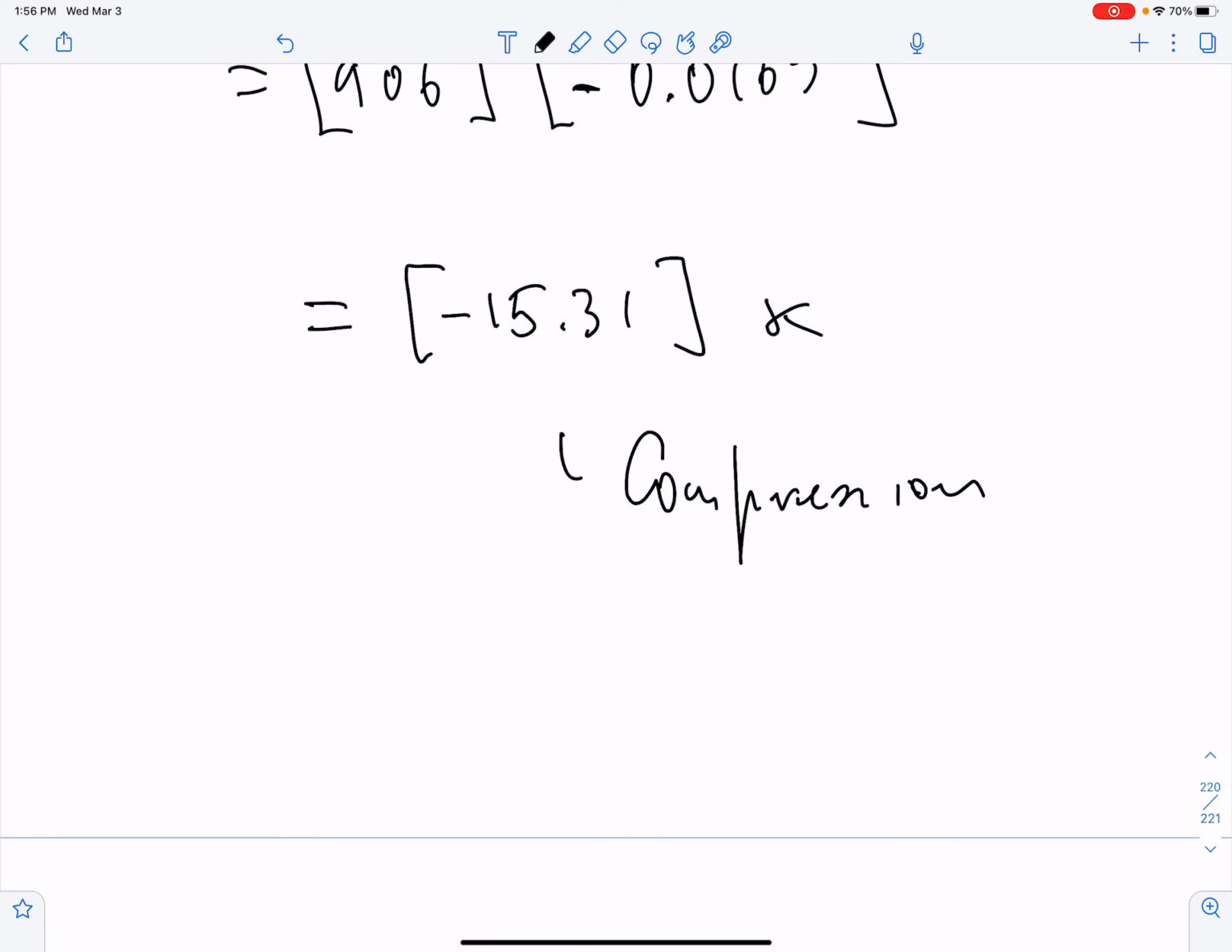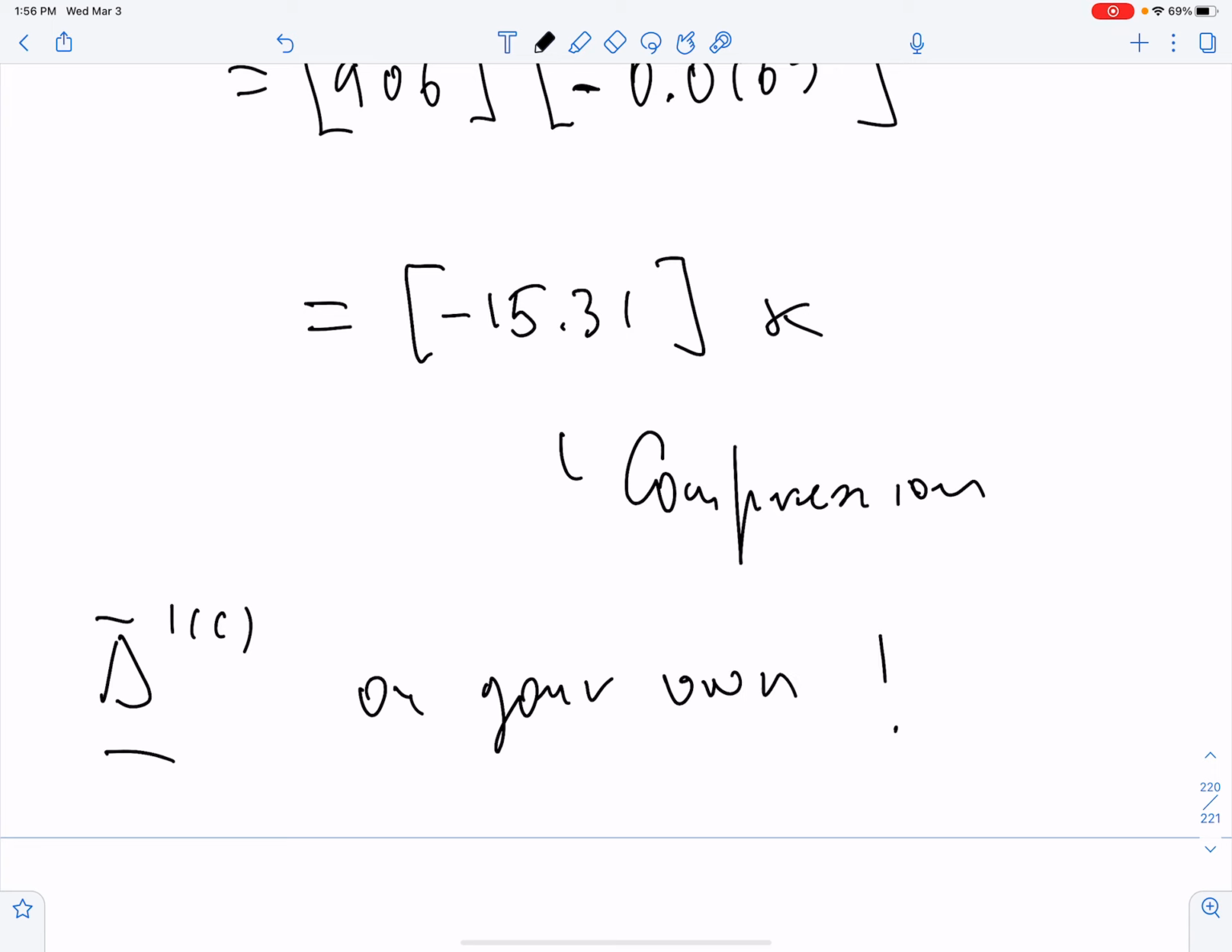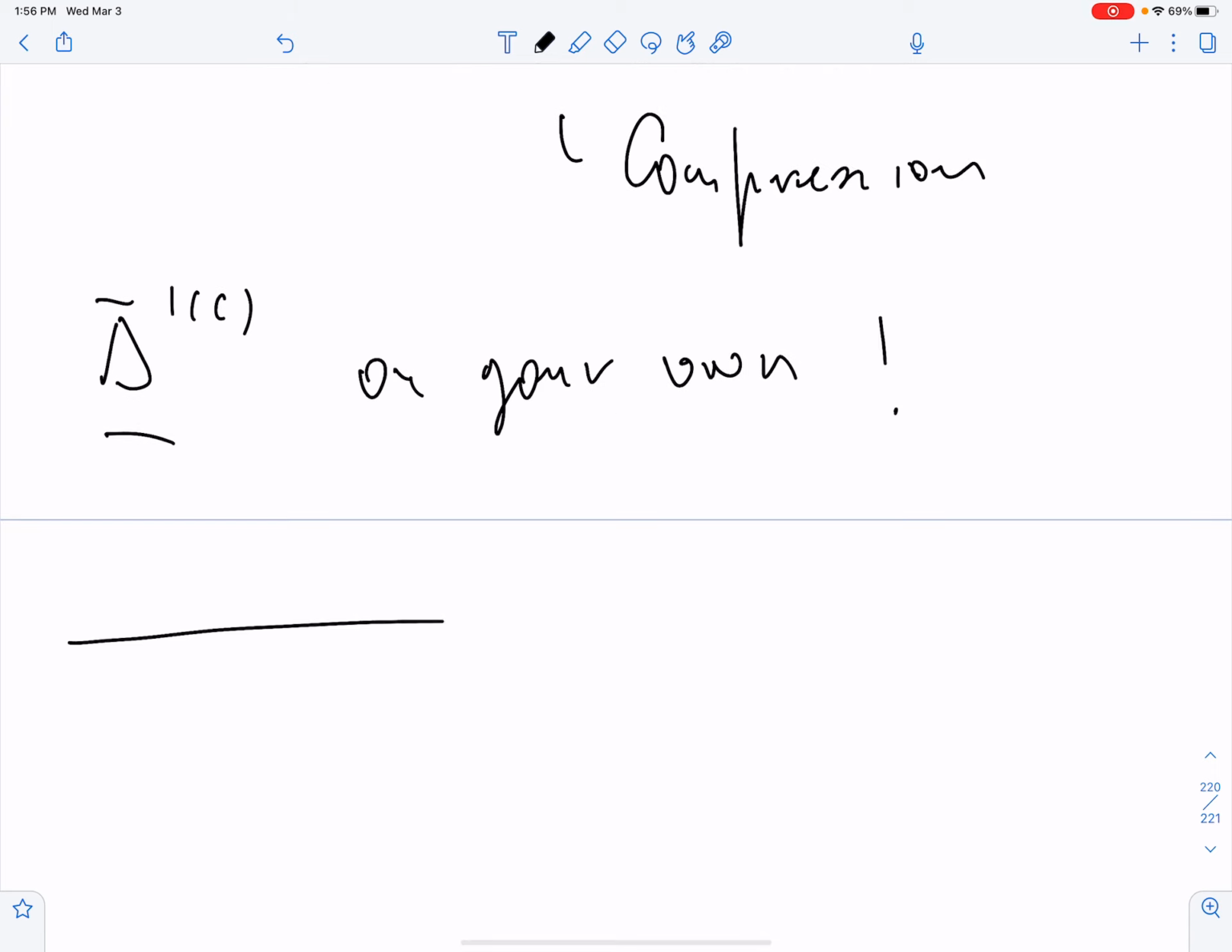And then I'll let you conclude on your own. And this concludes our lecture set on trusses. And then we're going to start with beam frames.